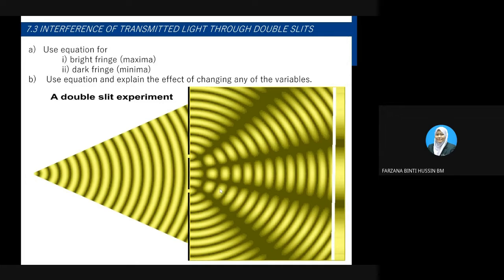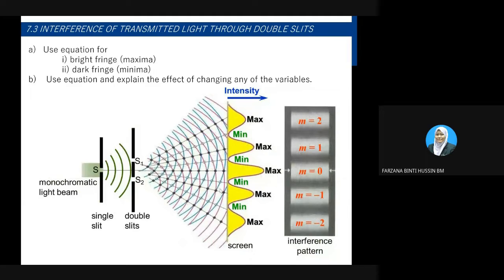We're going to determine which equation we will be using for bright and dark fringes, and then what equation will explain the effect of changing any variables during a double slit experiment. If we look at the schematic diagram of how we arrange the apparatus for the double slit, we have a monochromatic light source here.